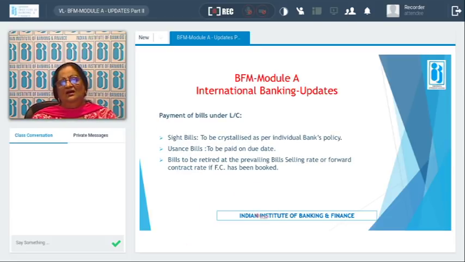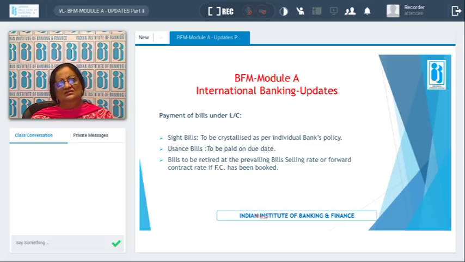Now let us see how an LC is opened, the goods are supplied, and the documents are sent. When the issuing bank receives these documents, what will be done? If the documents are received by the issuing bank and found all right, all the LC terms have been complied with, the payment has to be made. If it is a sight bill, the LC can be opened for sight. It may be a sight LC or it may be a usance LC.